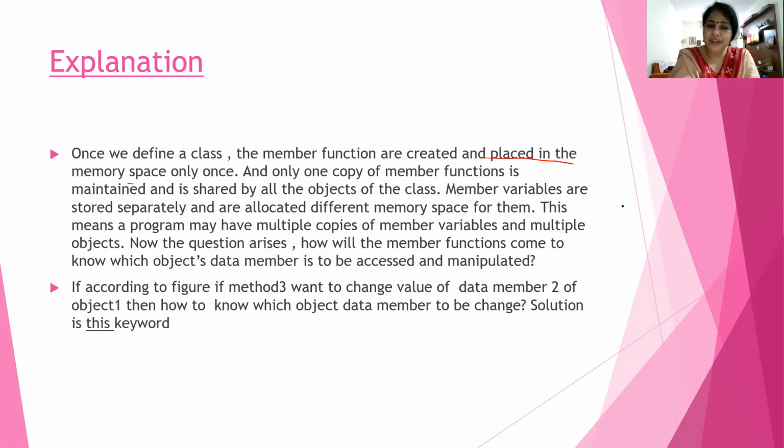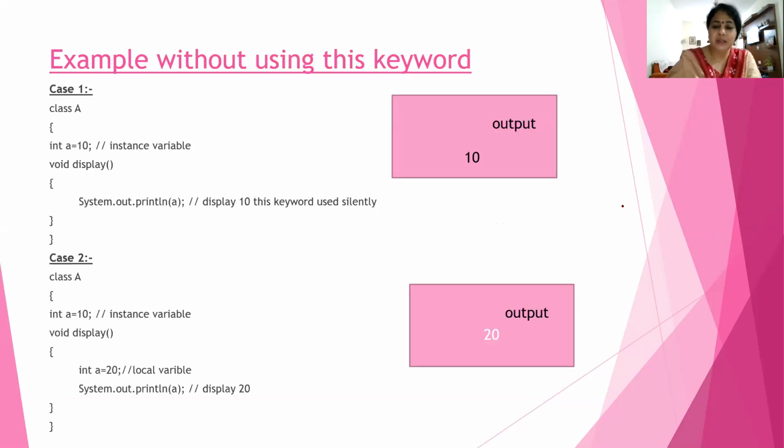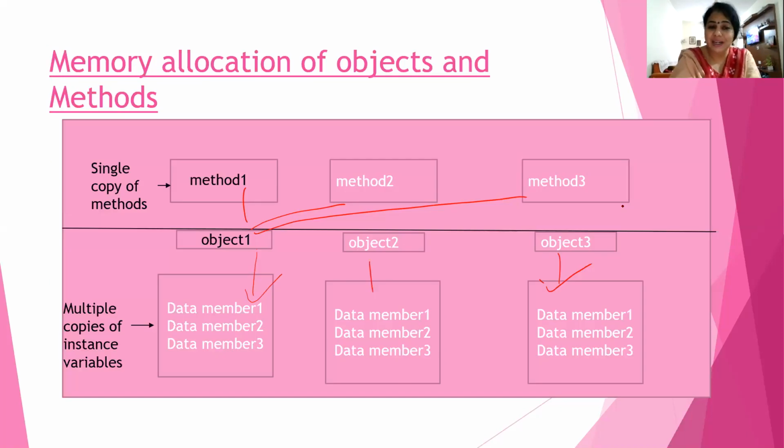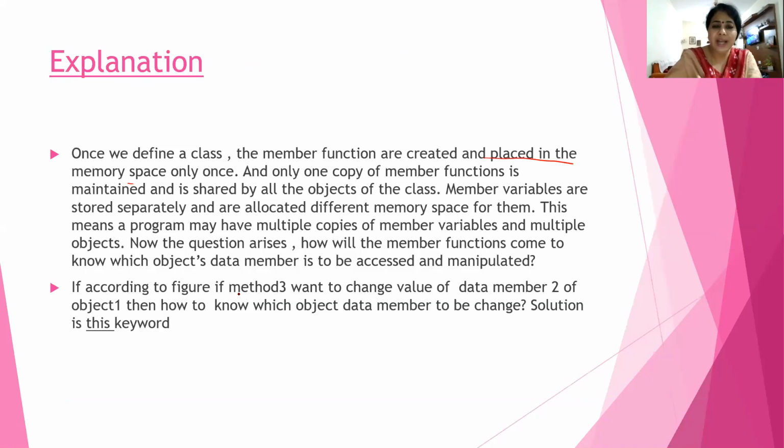Now member variables are stored separately and are allocated different memory space for them. Okay, just look at here. This means the program has multiple copies of the member variable for the multiple objects. Means the objects do not share the data members, they have their own copies. Okay. Now what happened here?